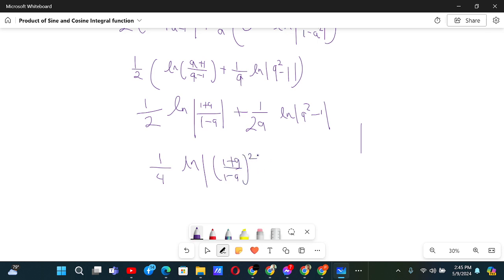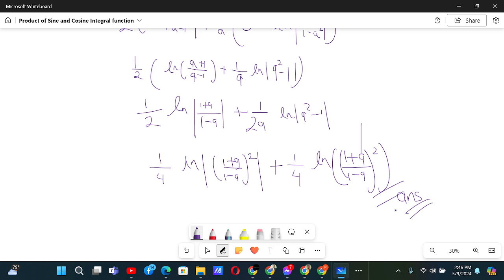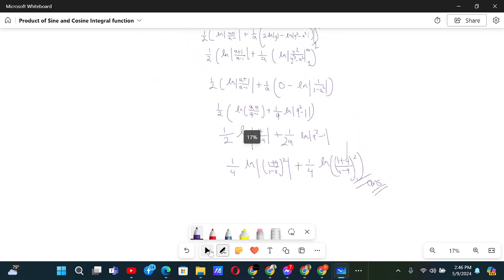You can do it like this just to avoid the ambiguity. And then over here also we can do the same thing, 1 by 4 and then ln of 1 plus Q by 1 minus Q square. So this solves the problem. This is clearly the answer that's in my answer copy, and this has been verified. So yeah, this was the solution.